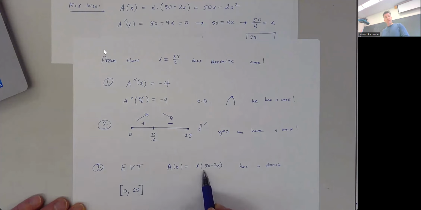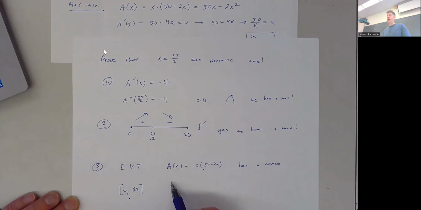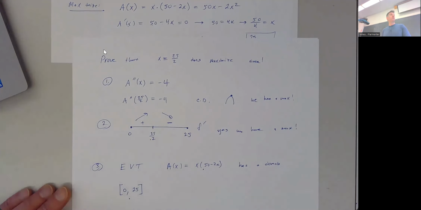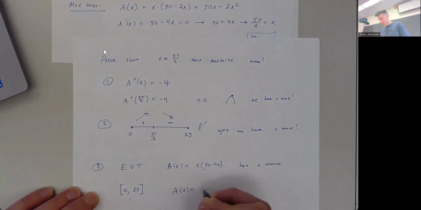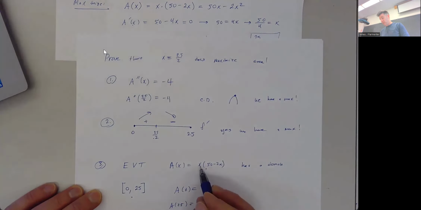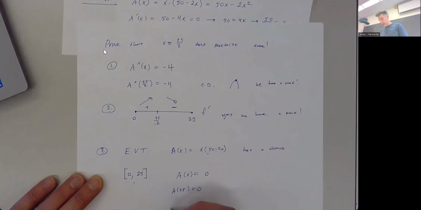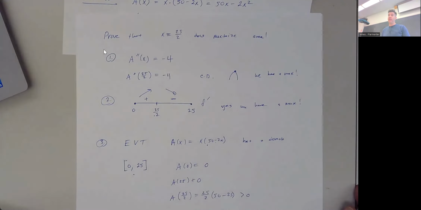So this is continuous everywhere. We have a closed interval, so you have to have an absolute max and an absolute min somewhere at either the critical point or one of the endpoints. Well, take a look at this. A of 0 is 0. A of 25 is 25 times 0, so also 0. And A of my critical point is going to be not 0 and not negative. So it has to be the absolute maximum because you don't have any other choice.